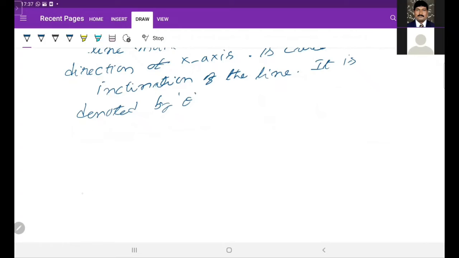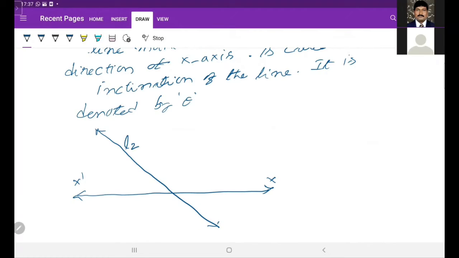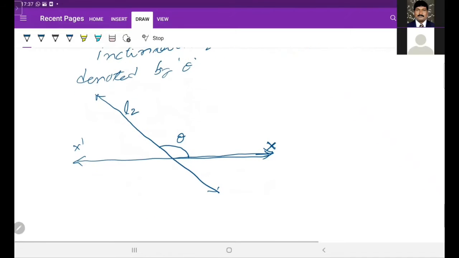Right. So here is the graph, x and x dash. What is the inclination here? This is line L2. This is the positive direction of the x-axis, positive x. This angle is called theta. Understand? This one is not theta, because it is the negative direction of the x-axis. It is not the angle.